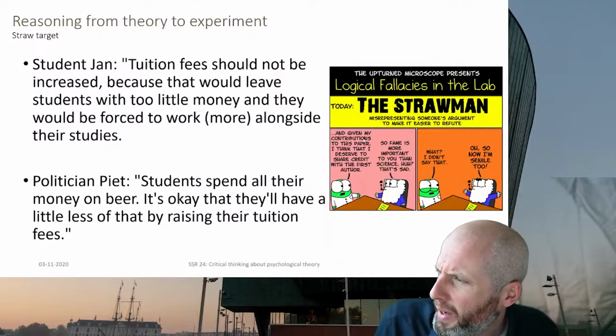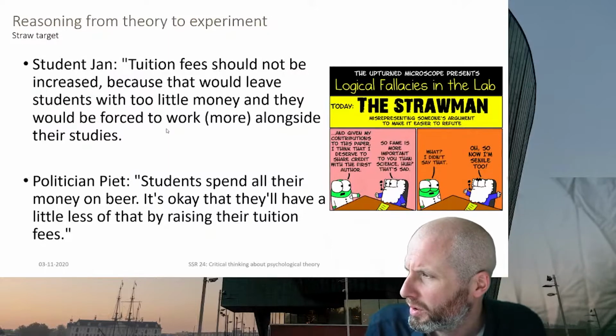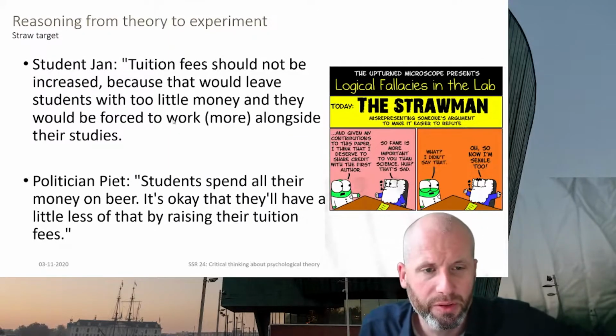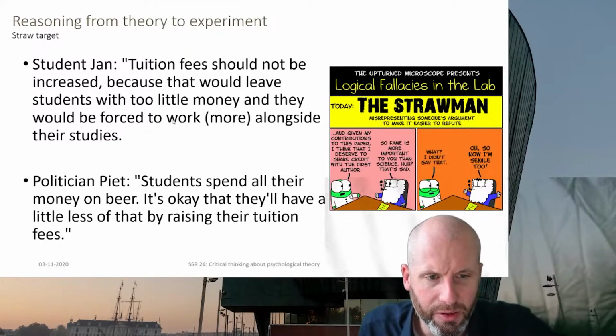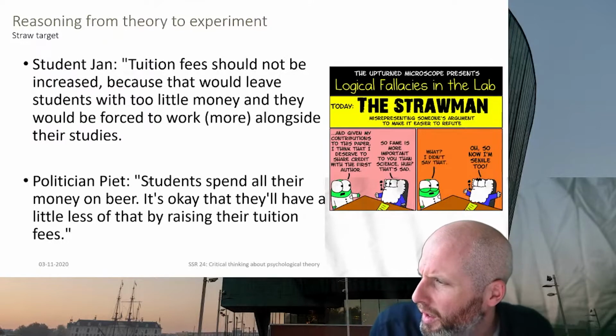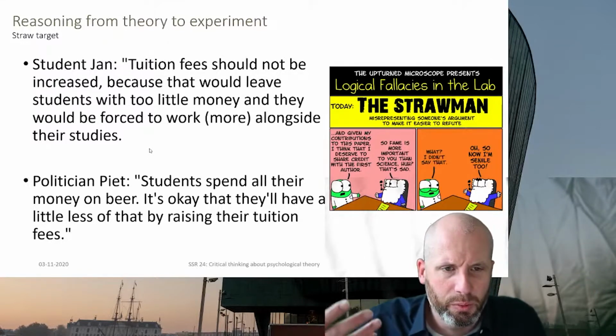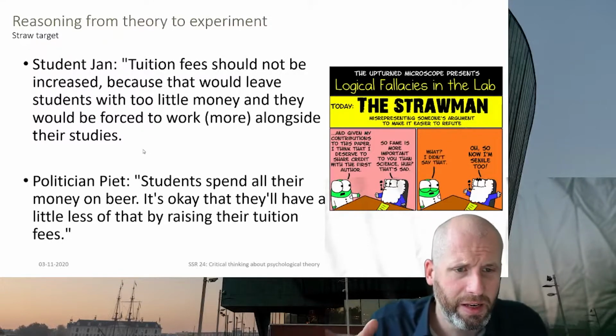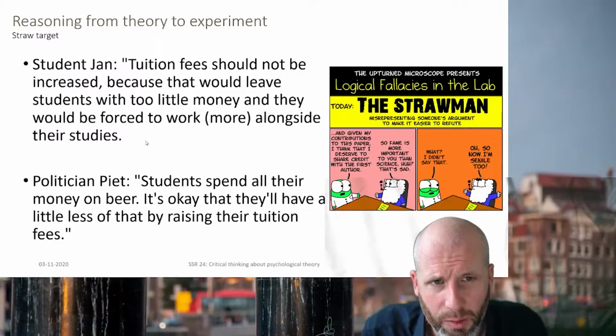So if you remember, the straw man or straw target fallacy is a way of representing the argument of your opponent in a way which makes it easier to defeat, right? So in this discussion about tuition fees, I gave this example before. Let's say you students and I have a discussion about raising tuition fees, and you're saying, no, we're against that, and I could misrepresent your argument in a way that makes it weaker.